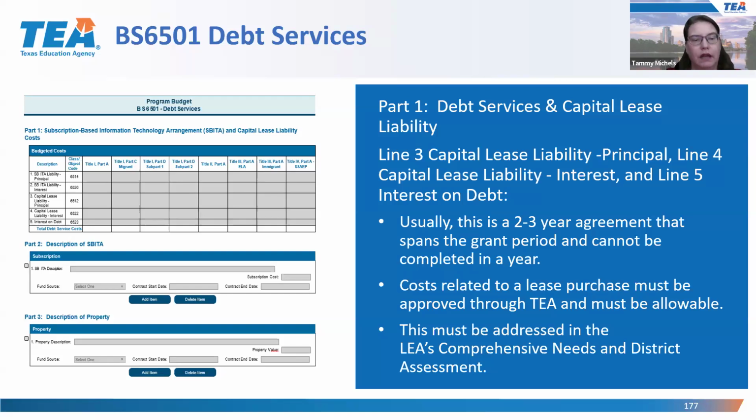And then we're still going to be focusing on that part 1, but we're going to talk about capital lease liability cost here. Capital lease liabilities are usually a 2 to 3 year agreement where the purchase could not be completed in a single year, and the contract dates must include this current school year. Costs must align with the grant program, be allowable, and be addressed in the CNA and district assessment. For more guidance on these costs, please review the instructions in the upper right-hand corner of the schedule.